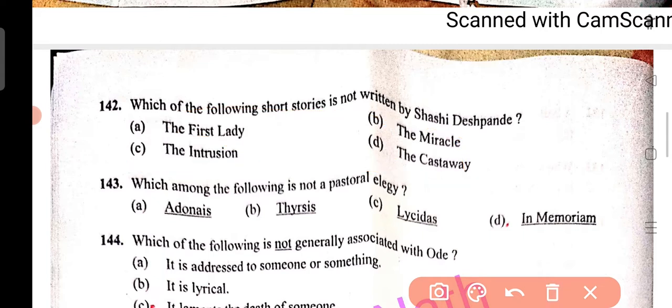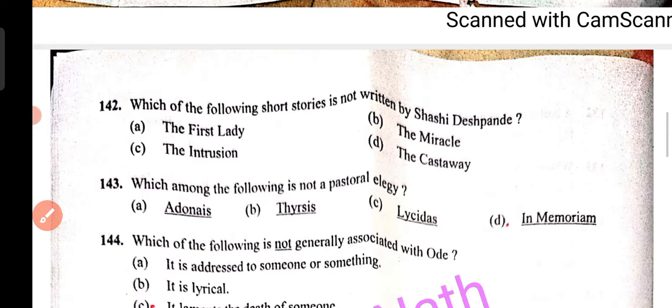So now come to the next question, 143. Which among the following is not the pastoral elegy? So its right answer will be the option number D, In Memoriam.